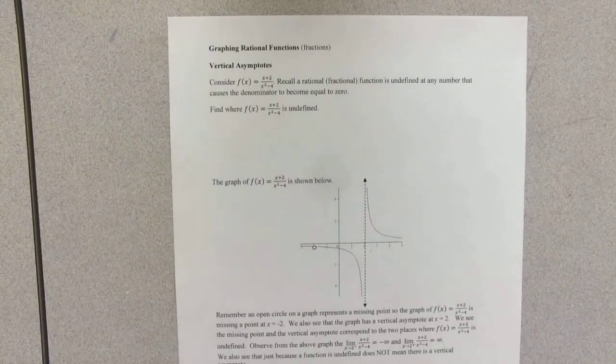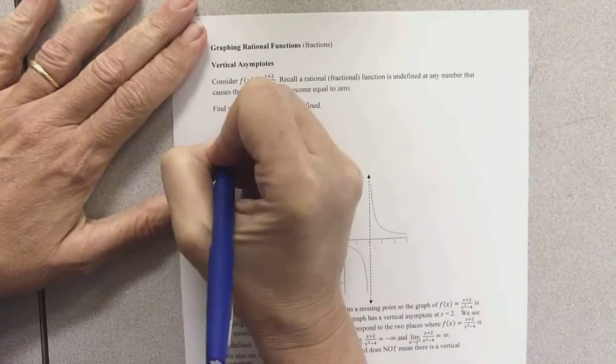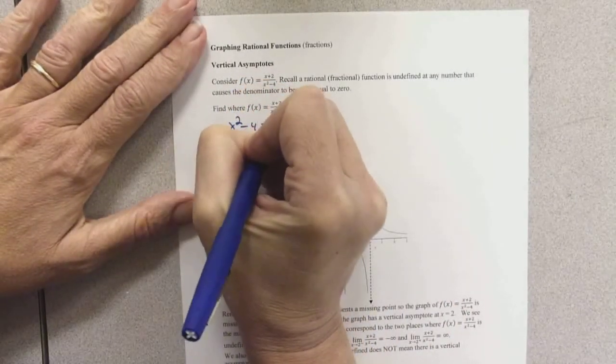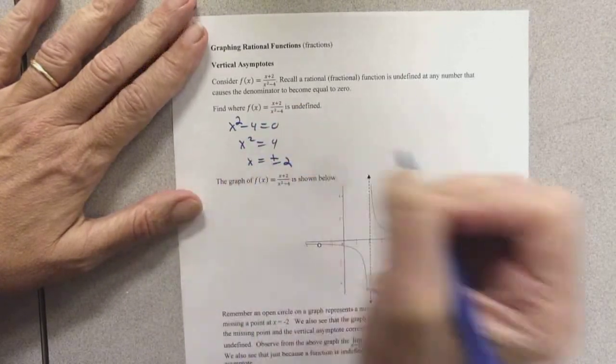So talking about vertical asymptotes first. Consider f of x equals x plus 2 over x squared minus 4. Recall a rational or fractional function is undefined at any number that causes the denominator to become equal to 0. So our first simple little thing: find where f of x equals x plus 2 over x squared minus 4 is undefined. We just set that denominator equal to 0 and solve. So I get x squared equals 4, x equals plus or minus 2.